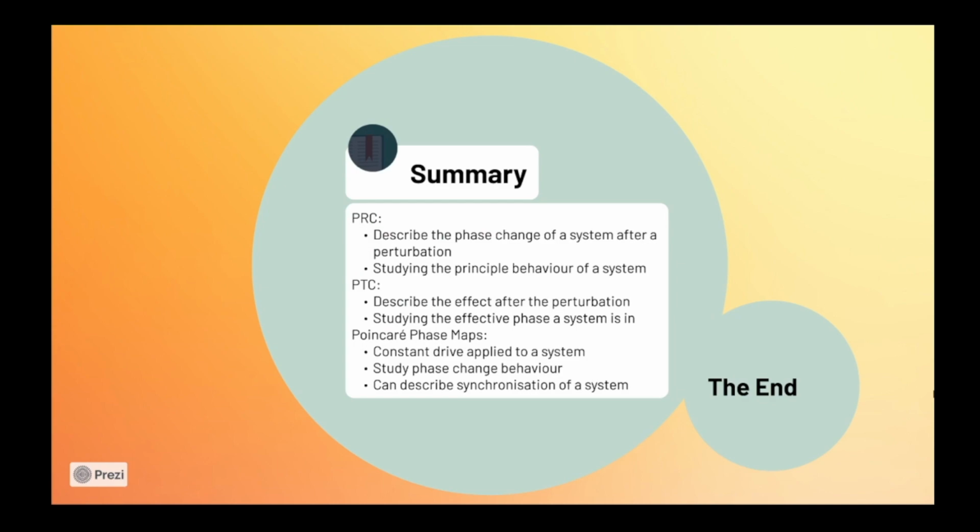To sum it up, the PRC describes the phase change of a system after a perturbation. They can be used to study its principal behavior. The PTC, on the other hand, describe the effect after the perturbation. They can be easier to use when looking at the effective phase a system is in. Poincaré phase maps not only look at a single impulse, but a constant drive that is applied to a system. They are used to study the phase change behavior and can be used to describe the synchronization of a system.